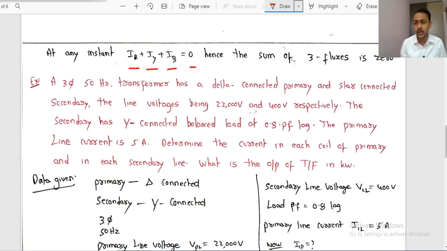If it is unbalanced, some amount of current will flow through the neutral wire. In a star connected manner, if the system is perfectly balanced, no current flows through the neutral wire. If it is unbalanced, this IR plus IY plus IB will not be equal to 0. That much magnitude of current will be flowing through the neutral wire, right?